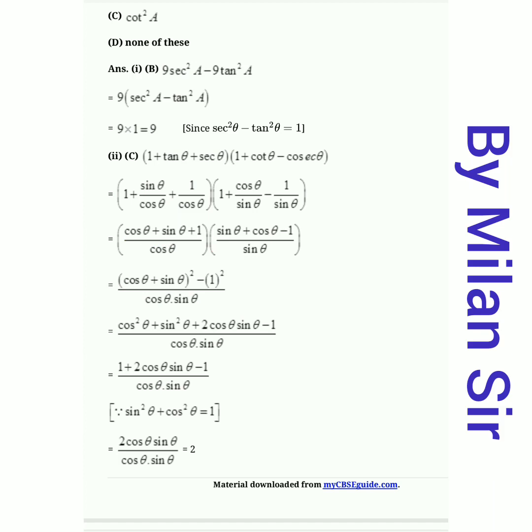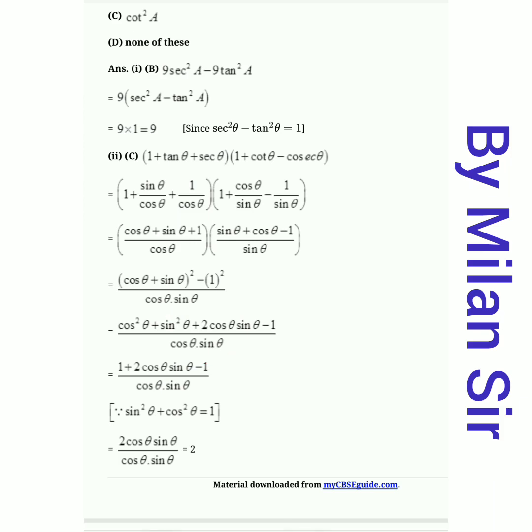Now expand this and use the identity (a plus b) whole square. So first term square, cos square theta, plus 2 into first into second, that means 2 into cos theta into sin theta, and third term square, it is sin square theta. Here the order is changed, but it's okay, right? And 1 square is 1, denominator as it is, cos theta into sin theta.